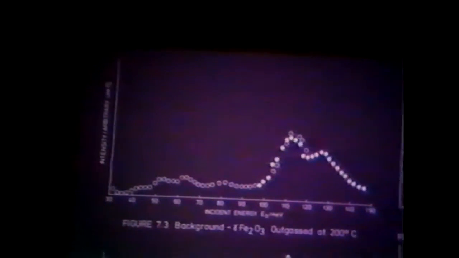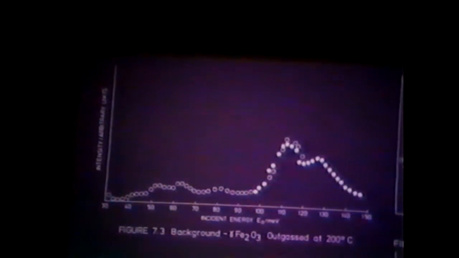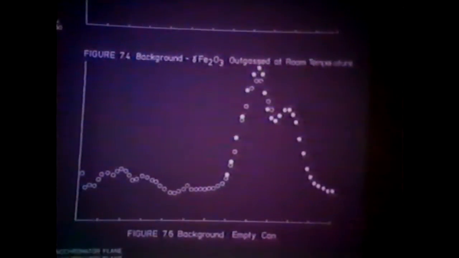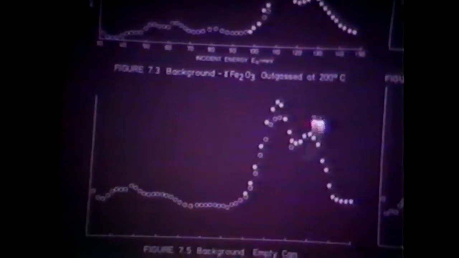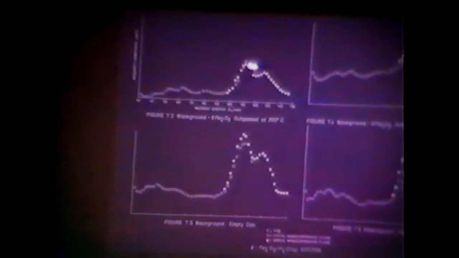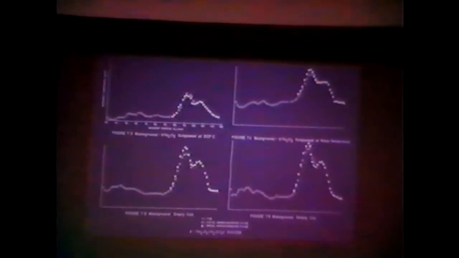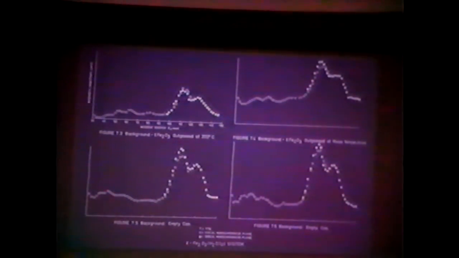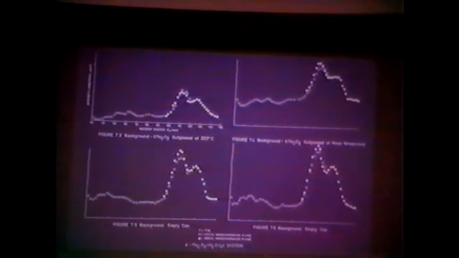There's 80. We've got peaks. These are just different subtractions of the background. But basically, the important point are these two peaks up here. And it turns out that those peaks resemble the beryllium filter spectrum of goethite, which is alpha FeOOH.